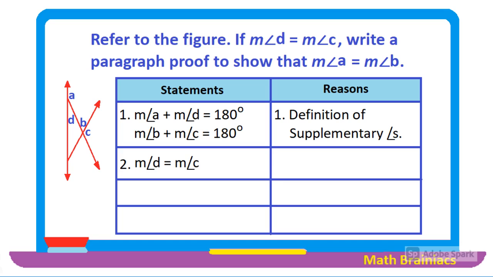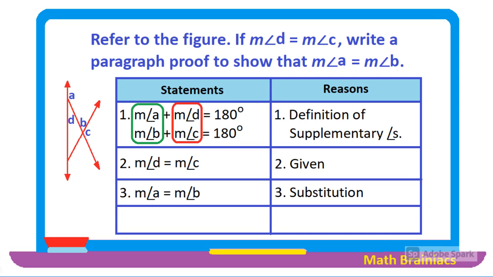From the statement above, the measure of angle D is equal to the measure of angle C, which is given. Statement number 2 was proven in statement number 1. The measure of angle D is equal to the measure of angle C. Therefore, we can just substitute, and we can come up with the measure of angle A is also equal to the measure of angle B, since both angles have a total of 180 degrees.